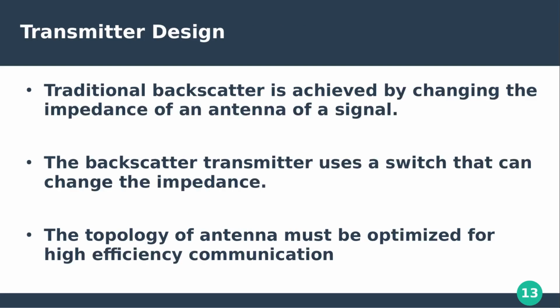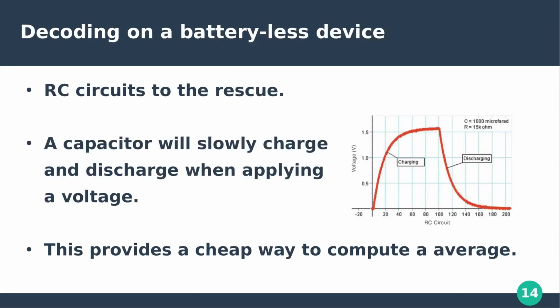So let's talk about the transmitter design of this ambient backscatter device. Again, to reiterate, traditional backscatter is achieved by changing the impedance of an antenna. And through the difference in impedance of an antenna, a signal will be backscattered at a specific angle. Now, the transmitter design for this ambient backscatter uses a switch that can actually change the impedance of the antenna that they're using. And through this change in impedance, the backscattering signal can be used to represent either a 1 or a 0 by a receiver. Note that the topology of an antenna has to be optimized for the specific signal that they are using in order to have highly efficient communication between these two devices.